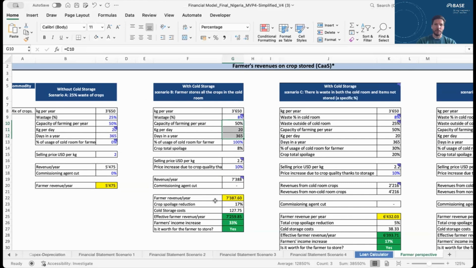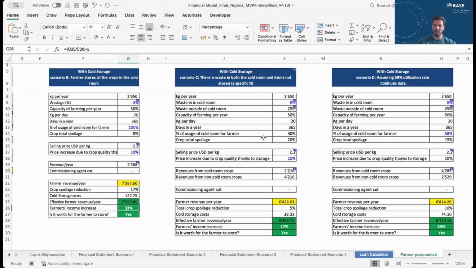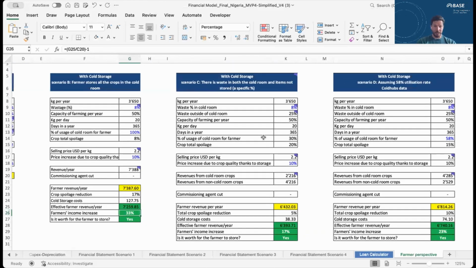Okay. And then when we do the calculation, we also, of course, include the cost of cold storage for the farmer, and we subtract that from the revenues of the farmer per year. And this gives you a comparison between scenario A and the benchmark of not using cold storage, of what the farmer's income increase is if they store 100% of their crops in the cold storage. Now, scenario C and scenario D are similar in that we assume that the farmer is not storing 100% of their crops in the cold storage.